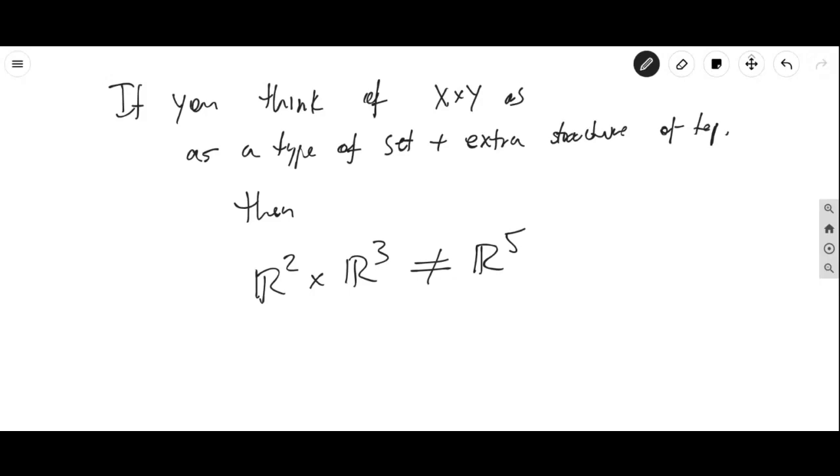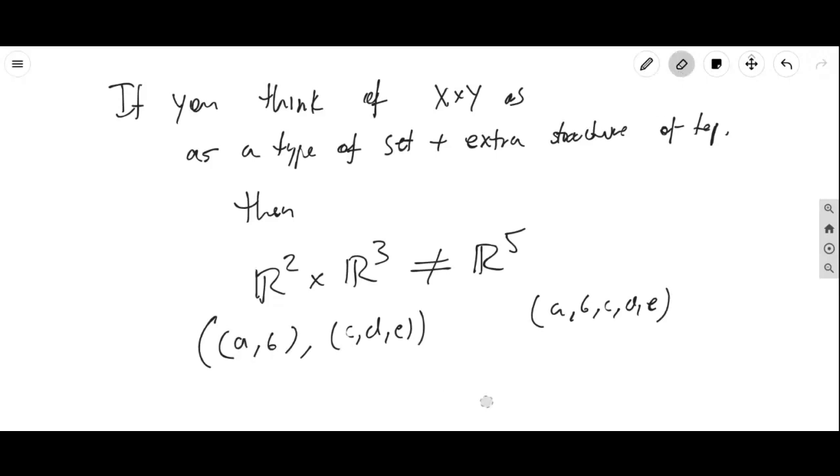I mean, you want to say it's equal to R5, but it's not, because technically this is like (a, b), and technically this is like (c, d, e), and this one is a collection of 5 numbers. So technically they're not equal to each other. What you could say is there's a homeomorphism from the Cartesian product to there, where you sort of remove the extra bracket. You can kind of do that, but you can see the annoyances. You want to say it's this. You do not want to think of it like that.